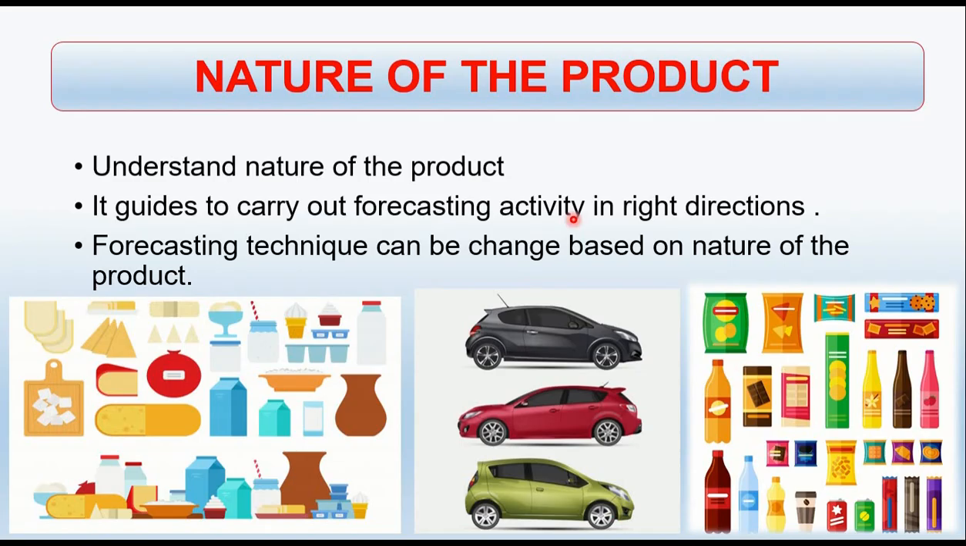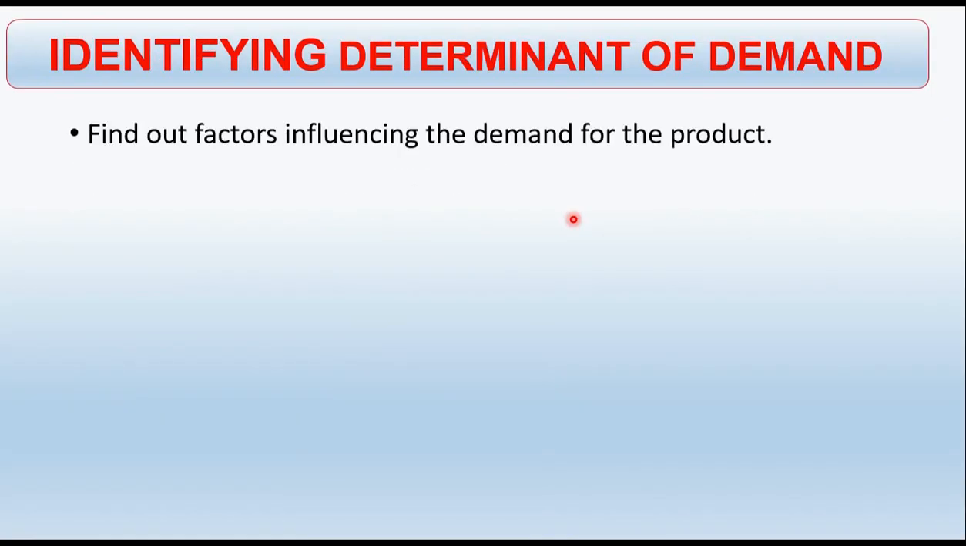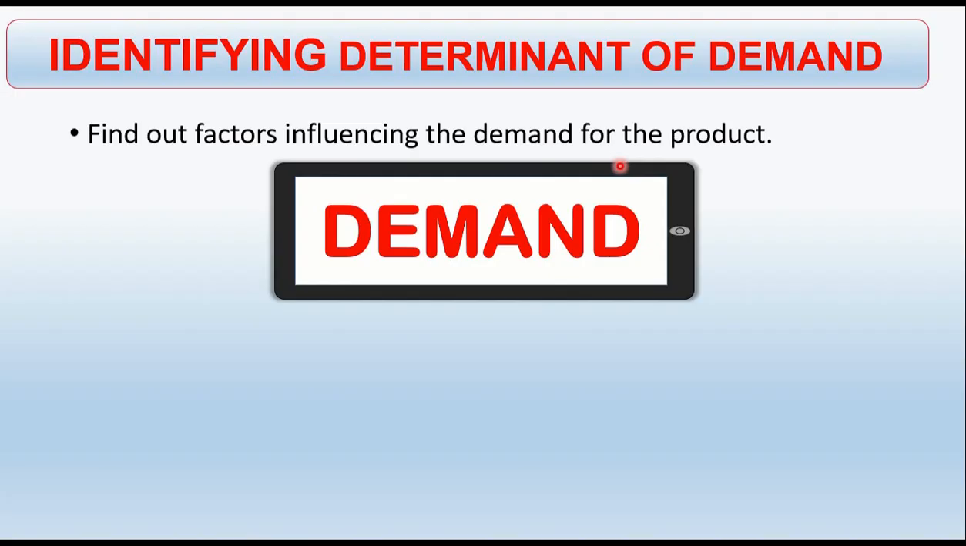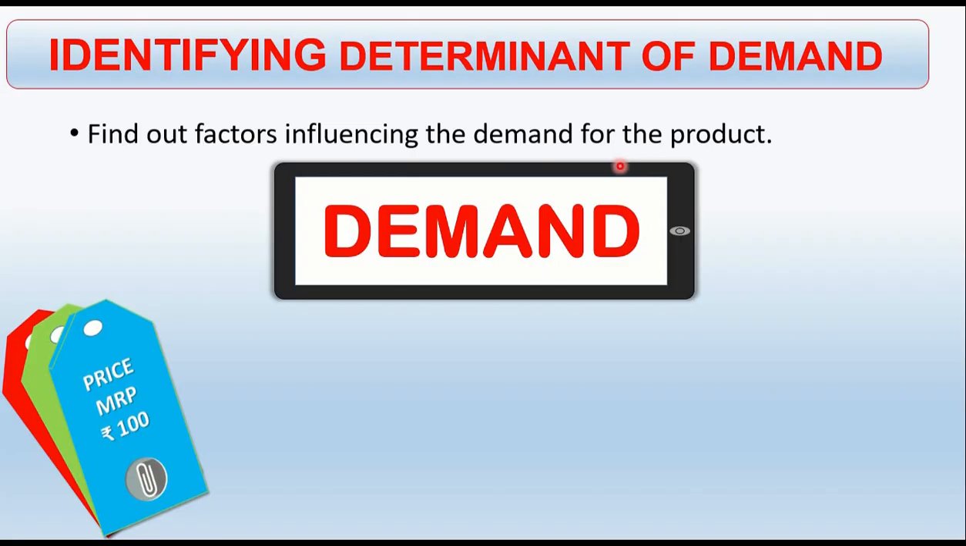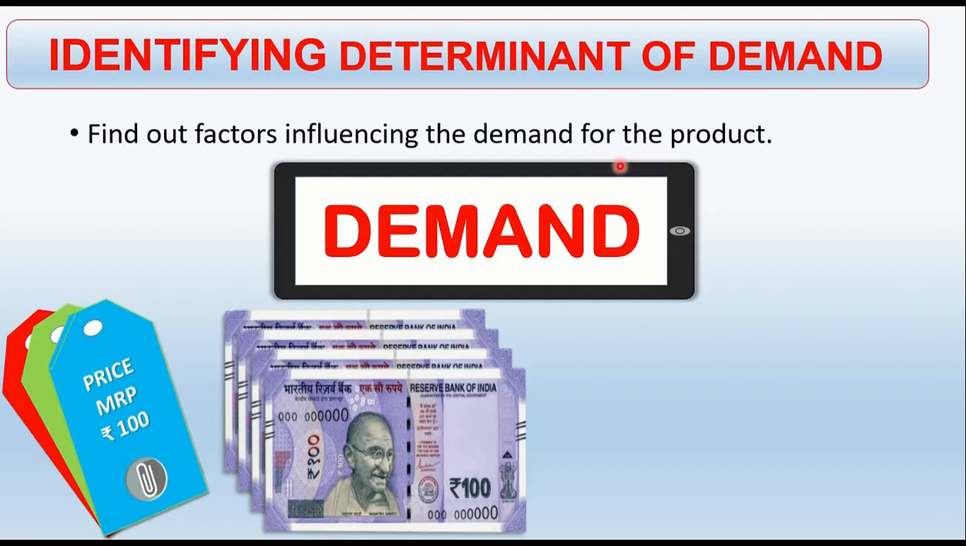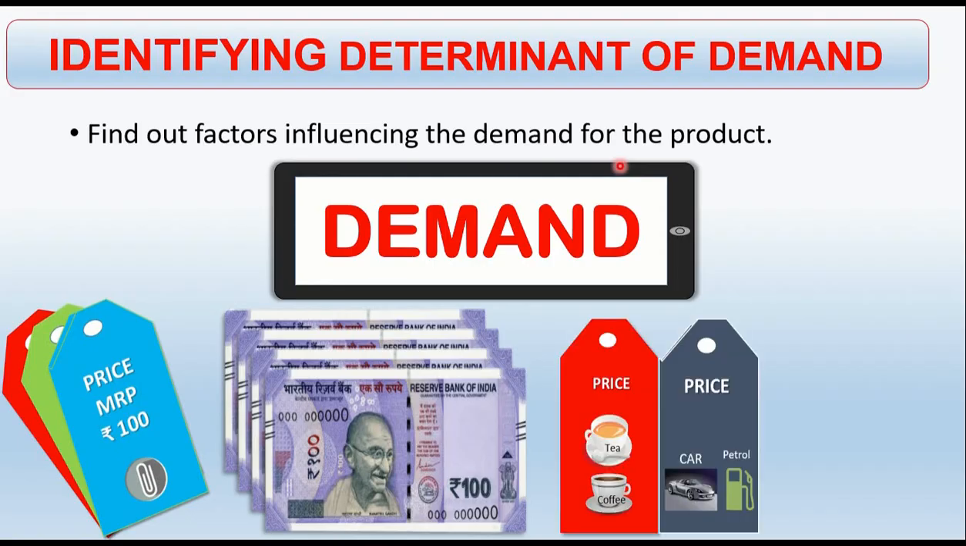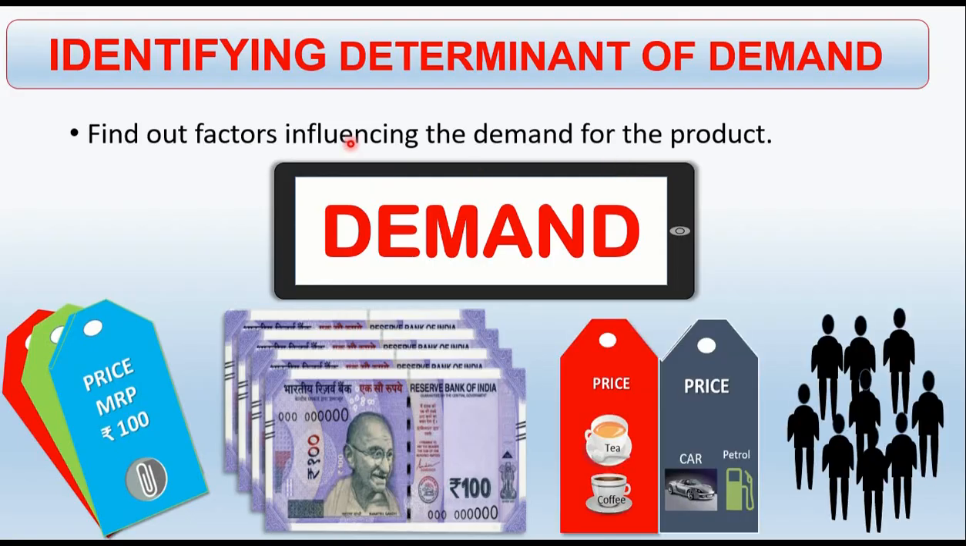The next step is identifying the determinants of demand. Once the nature of product is identified, the next step is to find out the factors which influence demand for such product. There might be many factors which can influence demand for the product. One needs to focus on the most important ones so as to make forecasting efforts simple and easy. Some of the important determinants of demand are price of the product, price of related products, consumers' income, population, advertisement, etc.